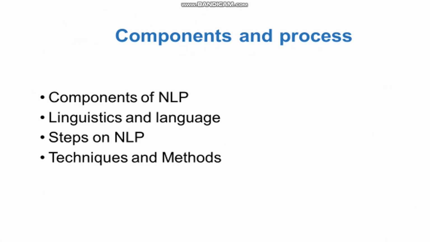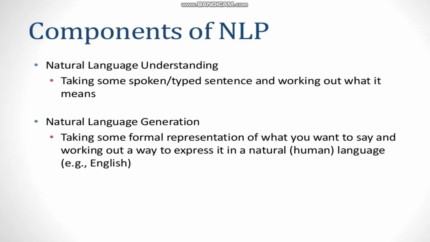Components and process. Components of NLP, linguistics and language, steps of NLP, techniques and methods. Natural language understanding: taking some spoken or typed sentence and working out what it means. Natural language generation: taking some formal representation of what you want to say and working out a way to express it in natural human language.